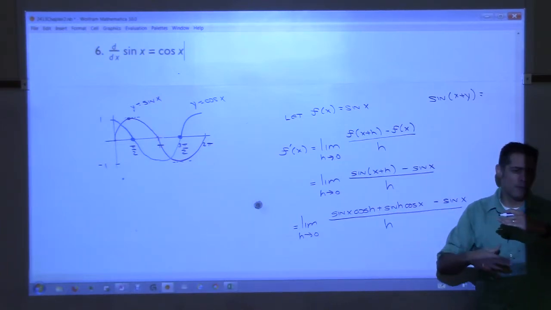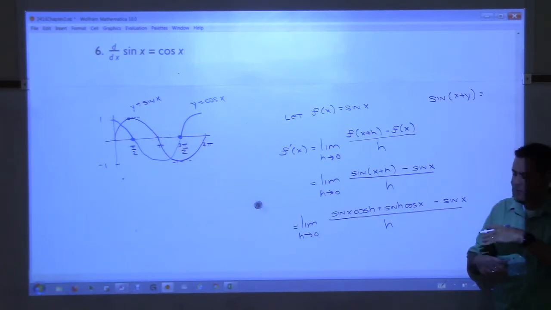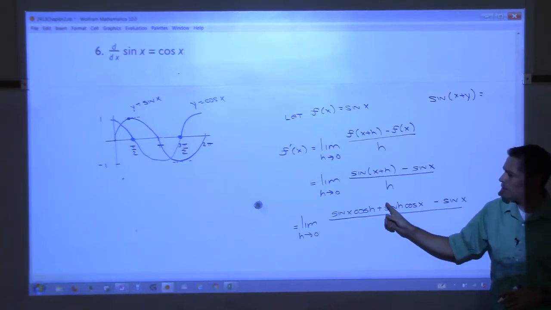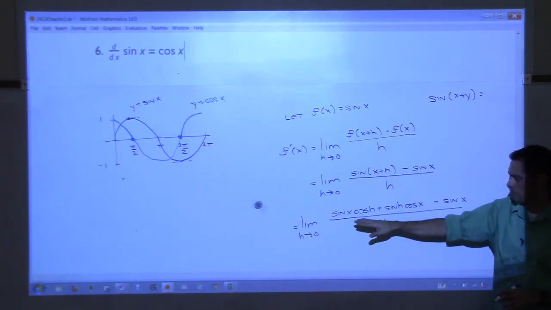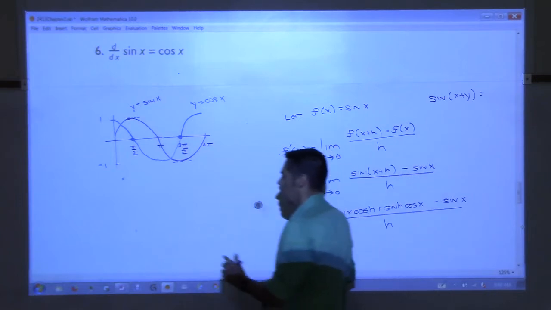If you have your formula sheets that you can have on the test for this class, that you get off Canvas and can print out, that formula should be on there. But that's a sum formula for sine. Y'all okay? Can I continue? Now, by doing that, something really kind of amazing happens.